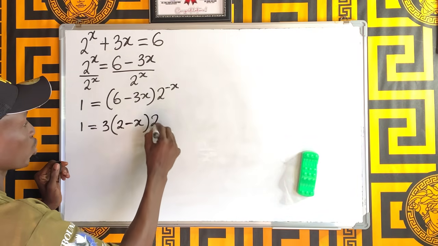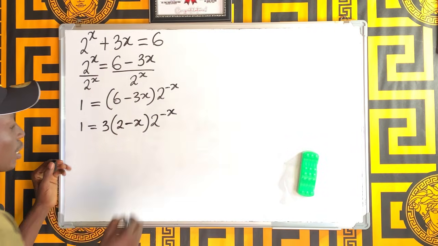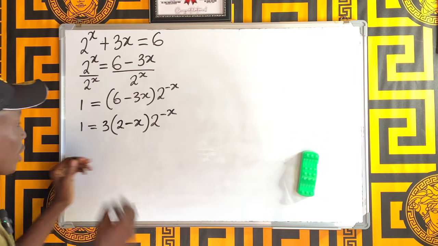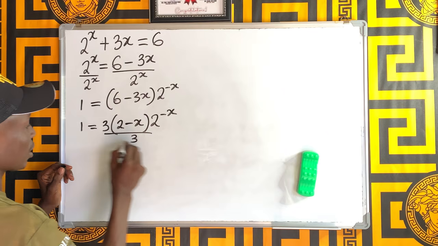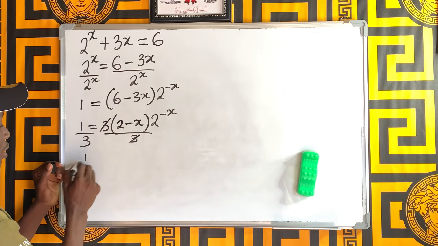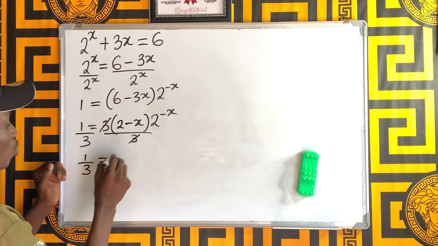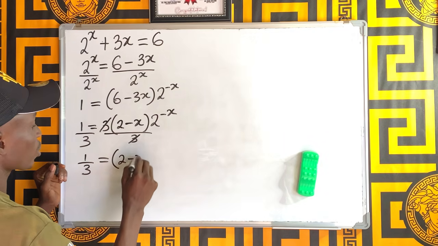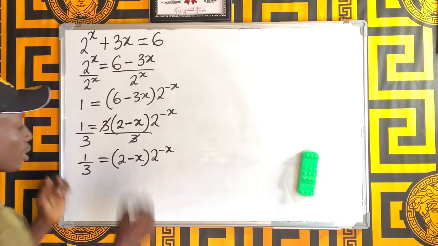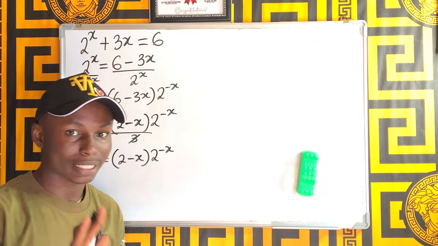Then multiply by 2 raised to minus x. Now we divide both sides by 3 to remove this 3 from here. The 3 cancels out, and we see that 1 divided by 3 is equal to 2 minus x, then multiplied by 2 raised to minus x. Wow, this is amazing, right?